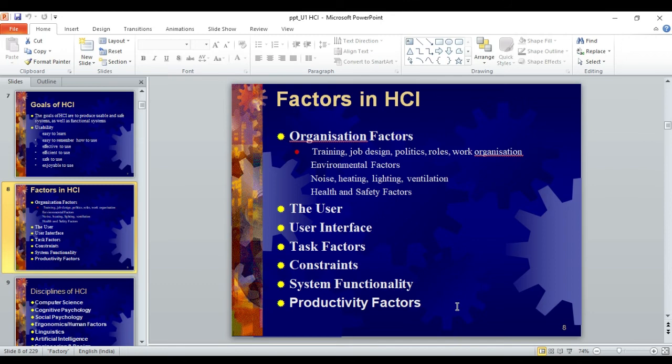And the last one is productivity factors. In productivity factors, we have to consider the increase of the profit, the decrease of the cost, and the increase of the reliability. All those things should be considered in designing an HCI interface.